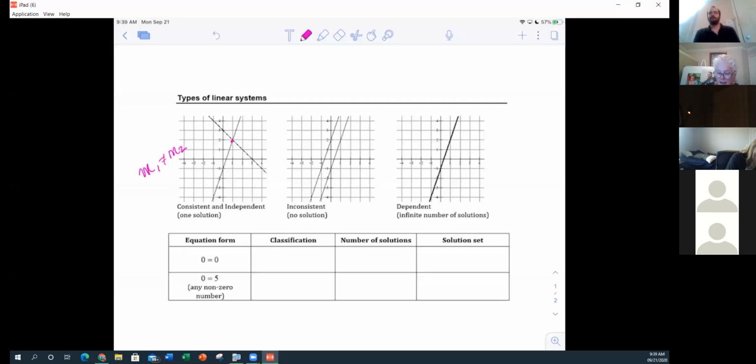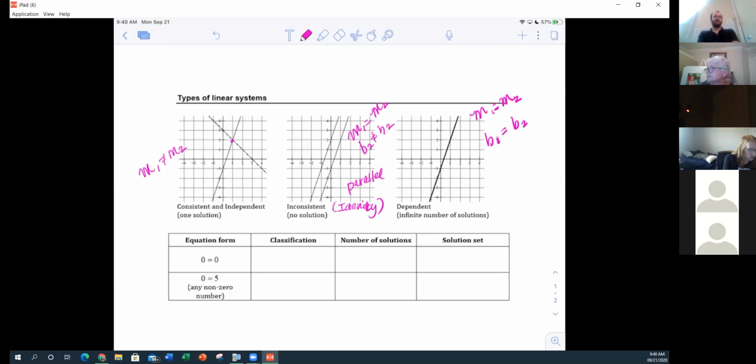Then the second thing that can happen is that the slopes are the same and the y-intercepts are not the same. And that means your lines are going to be parallel. And that's inconsistent. And we also call that an identity. And I don't care, and I don't think Matt cares which one you use when you're asked to identify. And the last thing that can happen is that the slopes are the same and the y-intercepts are the same.